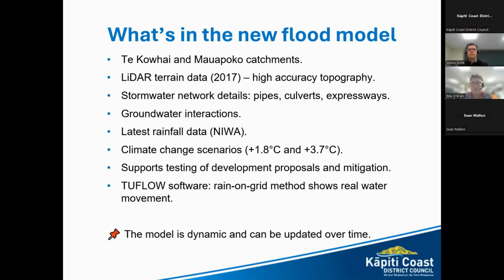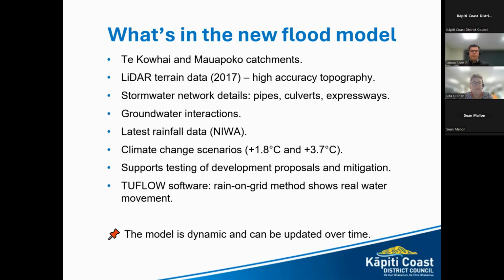The new model also uses more detailed information about our stormwater network, including pipe depths and dimensions, sumps and culverts, and pump station flow rates, and picks up information on other major infrastructure projects such as the Kapiti Expressway and Transmission Gully.